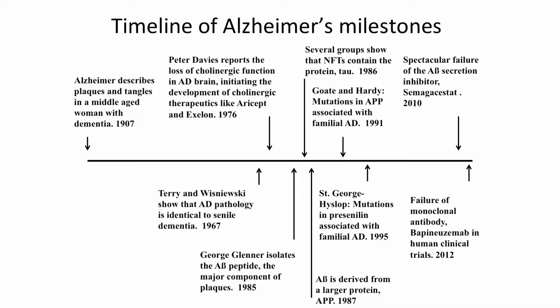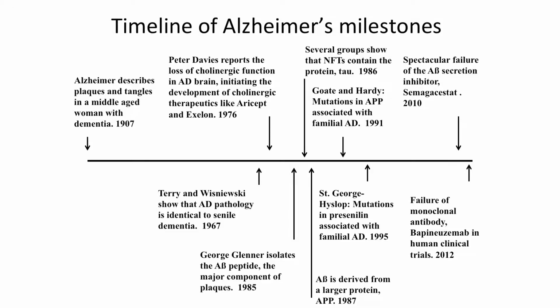And then recently we had the failure of a monoclonal antibody, bapineuzumab, and just last month there was a failure of another class of drug called a BACE inhibitor, because it was withdrawn because the toxic side effects were too severe to continue the clinical trial. So this is basically the timeline of our understanding of the molecular pathogenesis of the disease and the basis for the development of drugs to try to treat this disease in humans.